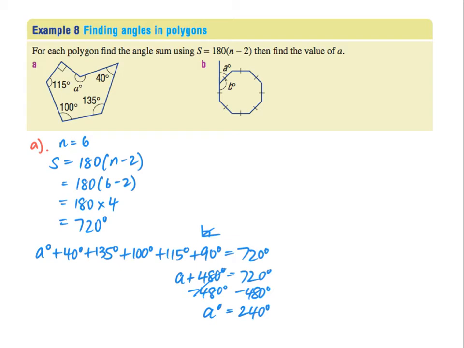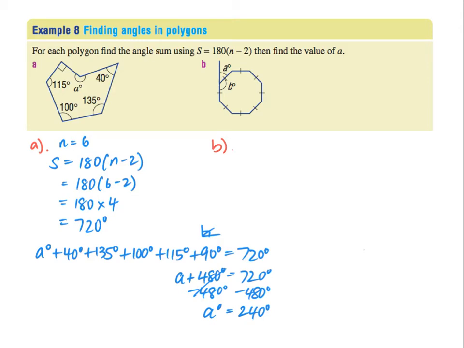You might also ask, do we need to have a hexagon symbol to show that this is a hexagon? No, we don't, because we've actually shown our working over here, because this here, n is equal to 6, tells us that it's a hexagon, so we don't need to do that. Alright, example B.